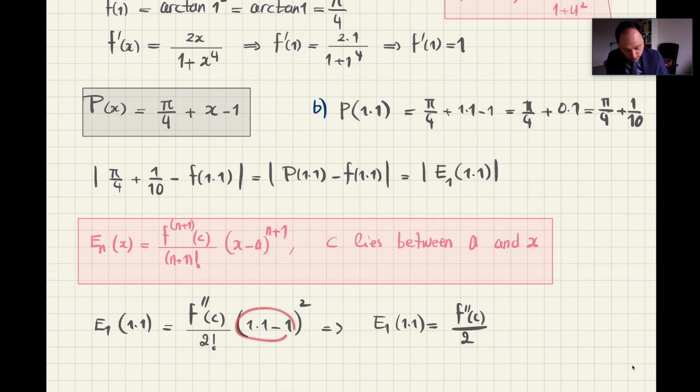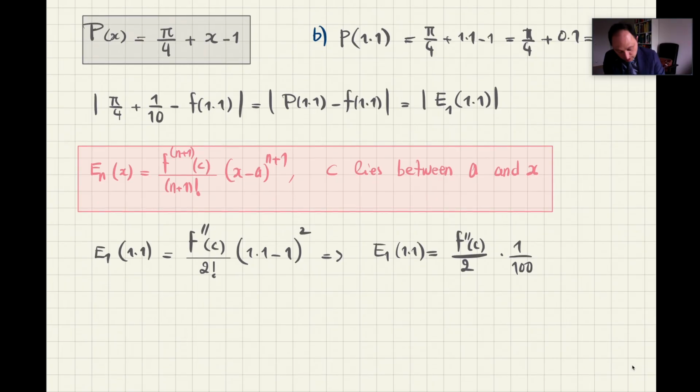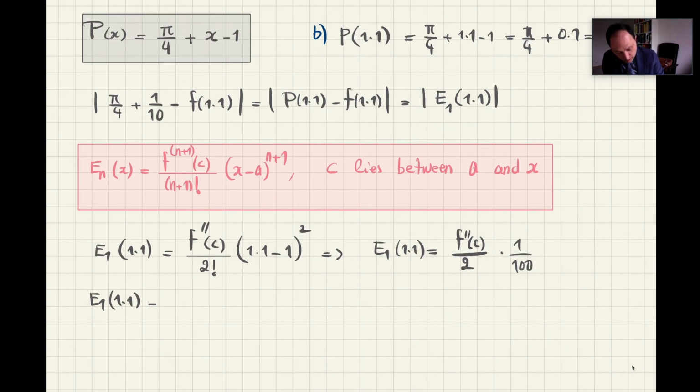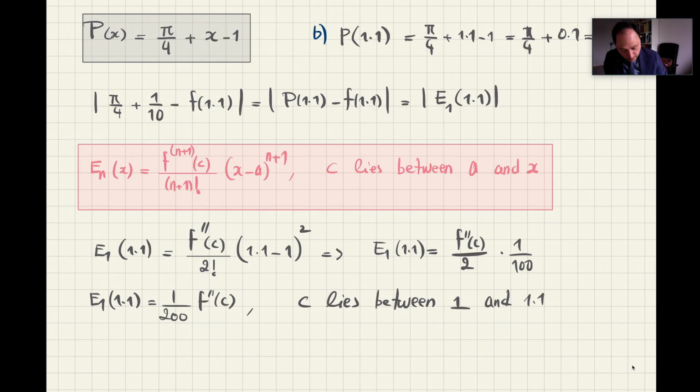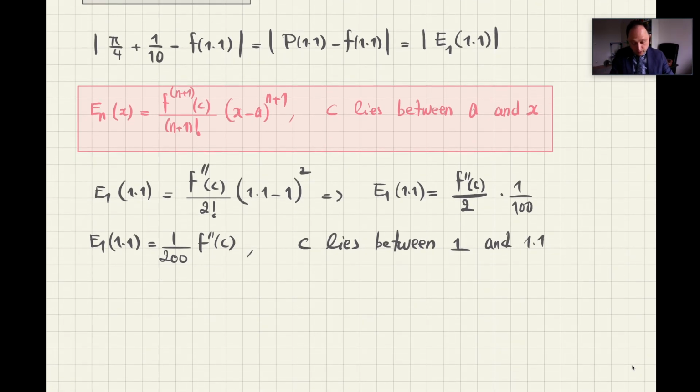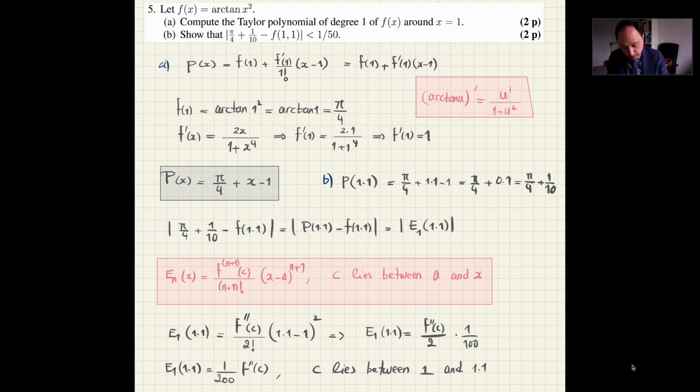And what is this number? This becomes 1 over 10 to the power of 2, so this becomes 1 over 100. So finally, E1 of 1.1 is 1 over 200 times f double prime of c. And now if I ask you where c is, you would say c lies between a, which is 1, and x, 1.1. So this is what we got. But now we want to show that the absolute value of this error is actually less than 1 over 50.